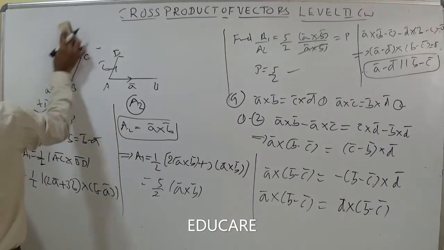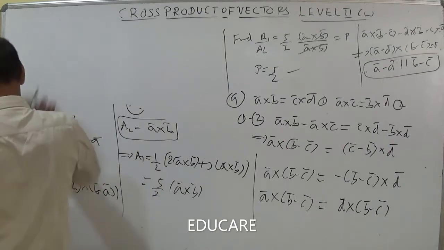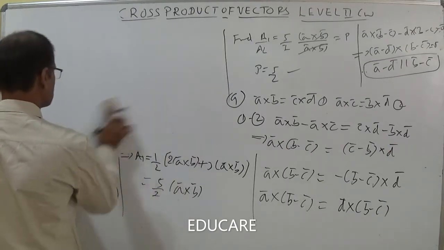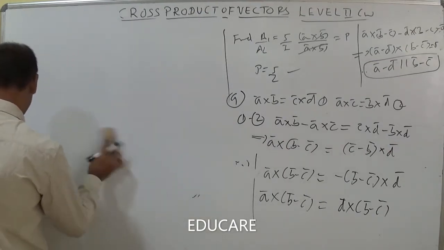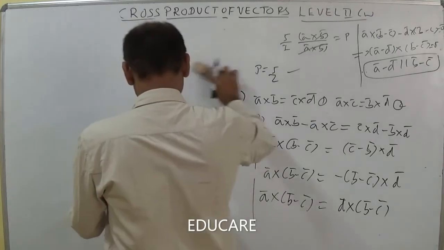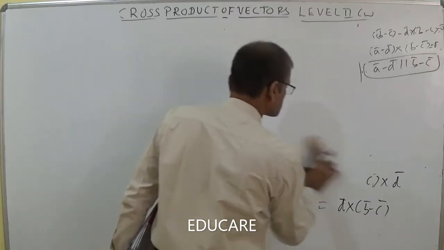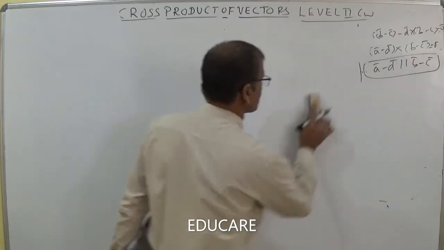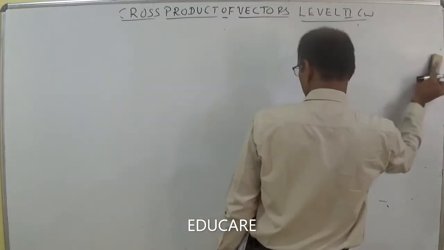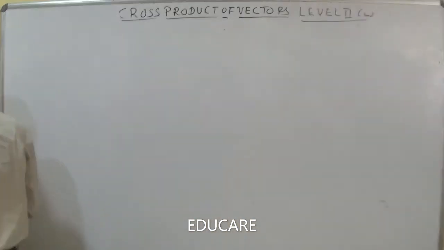Next, let us discuss the 10th question. A bar, B bar, C bar are three vectors such that modulus of A plus B plus C is equal to 1, given. So the total magnitude of the summation of the three vectors A bar plus B bar plus C bar is equal to 1, the 10th one.